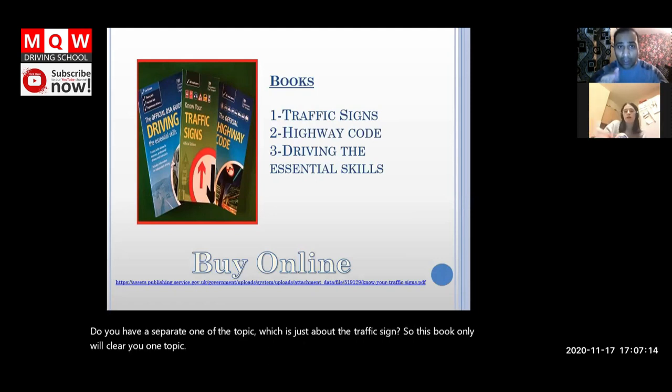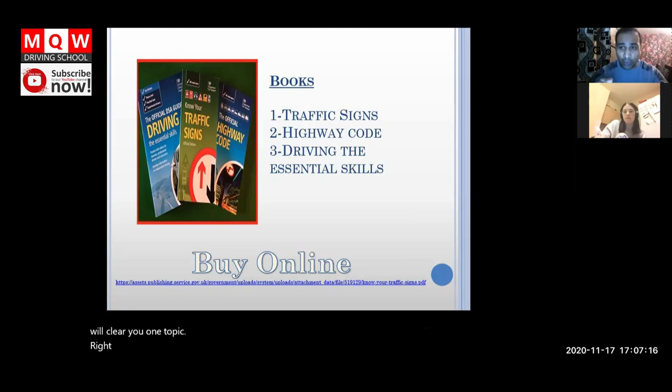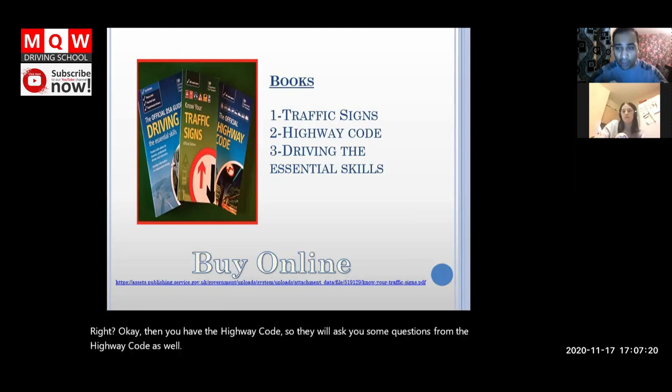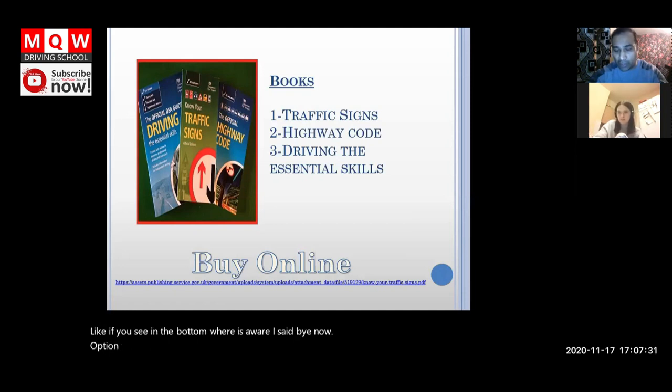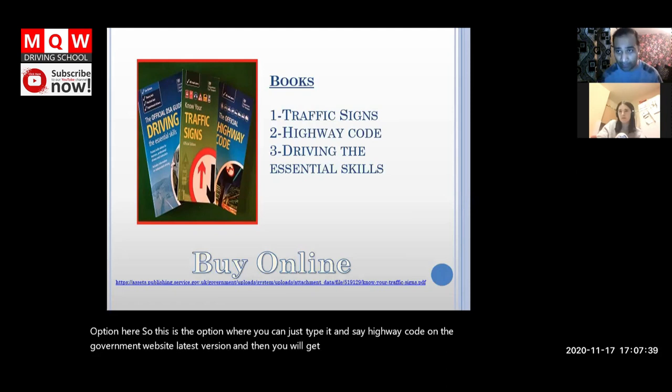Okay. Then you have the Highway Code. They will ask you some questions from the Highway Code as well. This is also available on the government website free. If you see at the bottom, where I said buy now option, this is the option where you can just type highway code on the government website, latest version. And then you will get these two books free online. If you're not sure, I can still help you and send you the link.